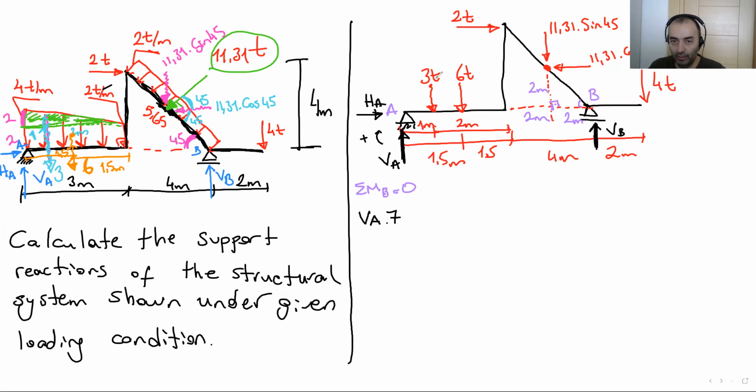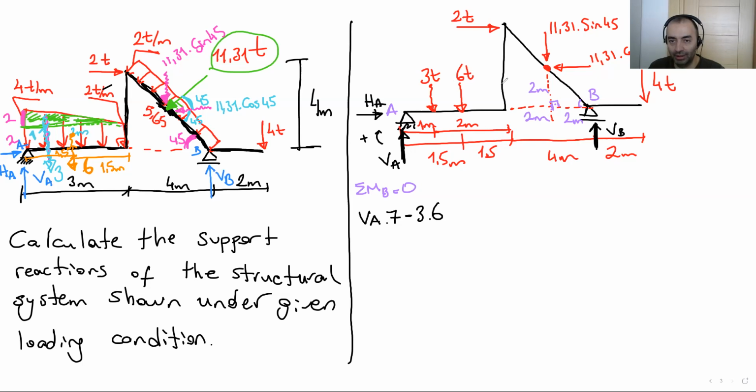Now we are here, 3 ton. Is it positive or negative? As you can see, it rotates the system in the negative direction. If upwards is positive, downwards is negative. That's why we put the minus here. So 3 times distance. The total was 7 meter. 1 meter is here. So the remaining distance is 6.